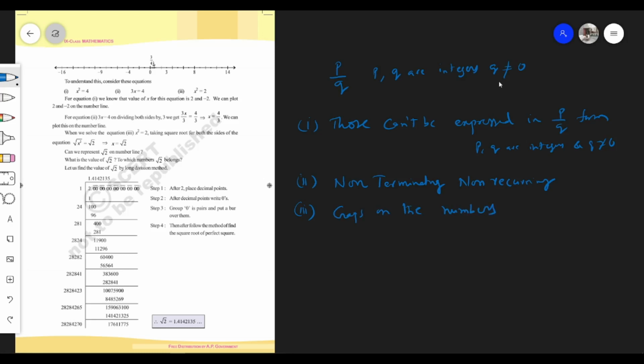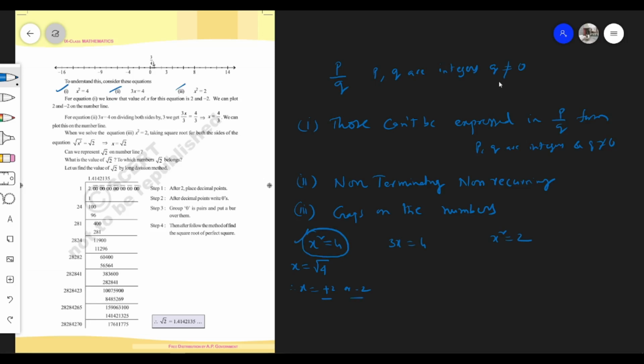And one more instance that has been given in our textbook: you see here, we have three equations written. One is x square is equal to 4, the other one is 3x is equal to 4, and the third one is x square is equal to 2. What do you mean by x square is equal to 4? x is equal to square root of 4, therefore x is equal to plus 2 or minus 2. By squaring which number do we get 4? Either 2 or minus 2. That's why x is equal to plus 2 or minus 2.